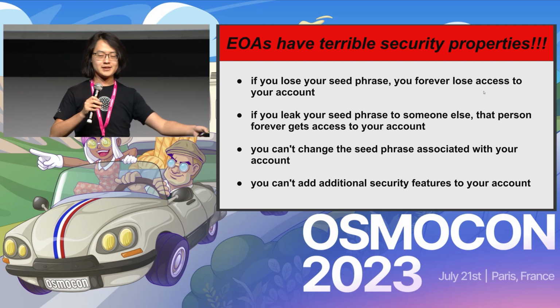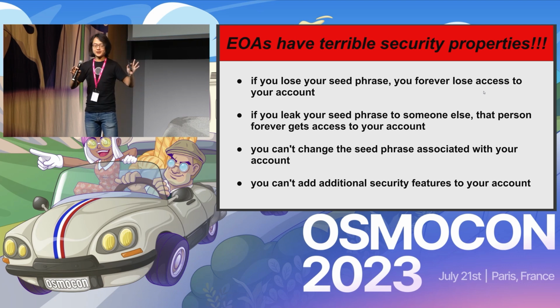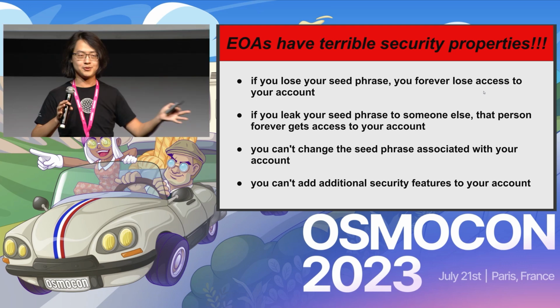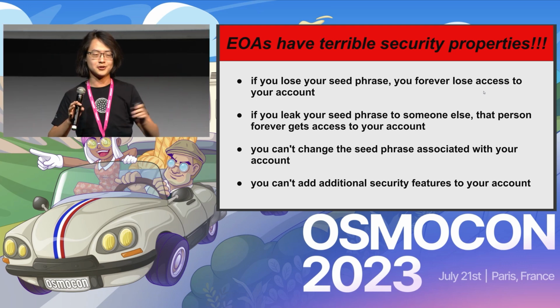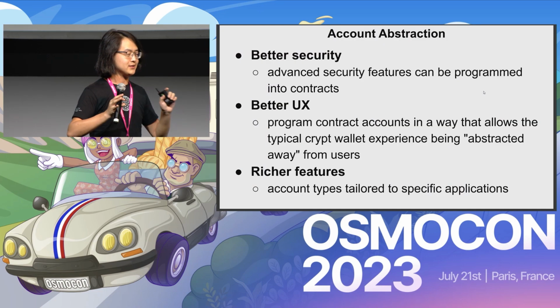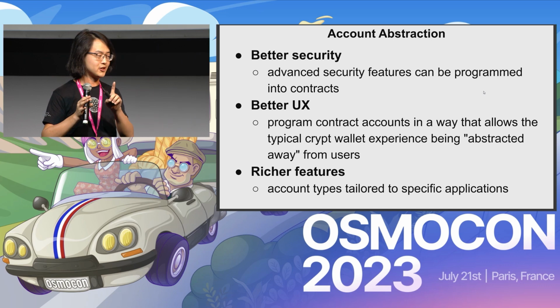These are all things you can already do in Web 2, right? You can recover your password, you can reset your password. And frankly, if Web 3 accounts cannot achieve the same level of security as Web 2 accounts, then I don't think Web 3 will ever be adopted, right? So we need to fix this. And the fix that was suggested in the Ethereum community is called account abstraction.